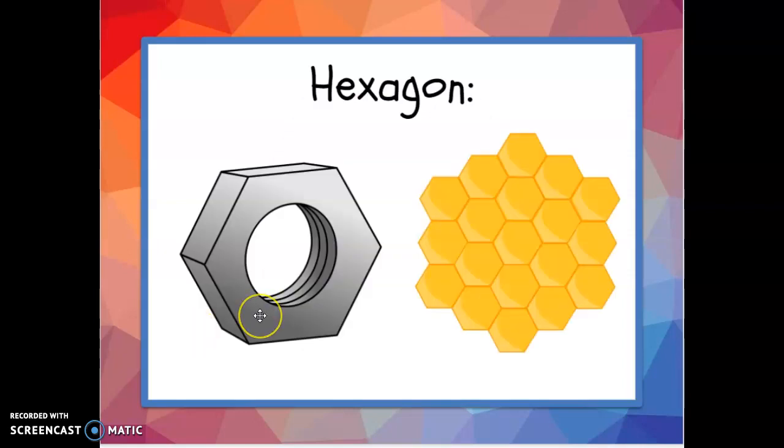Here are some real life shapes that we see in the world that are the shape of a hexagon. This is a hexagon nut. Usually a screw goes in between and it helps to hold things tight. These are the hexagons in a honeycomb, in a beehive. It's actually hexagons are some eyes of some animals as well.